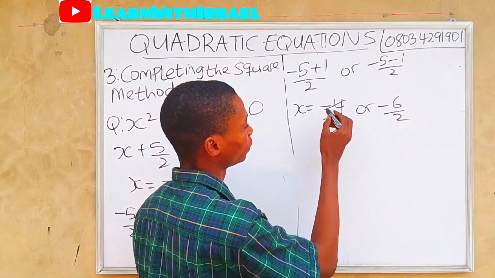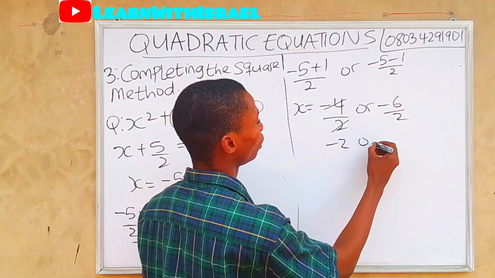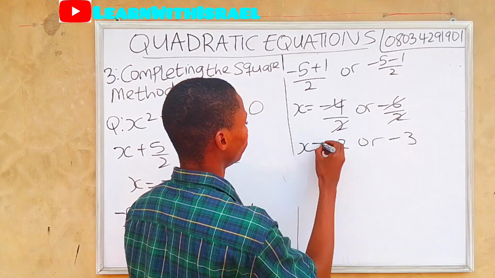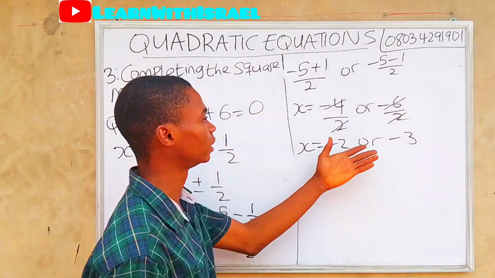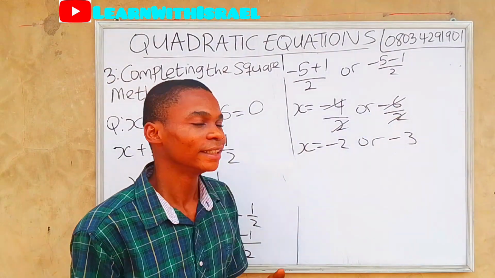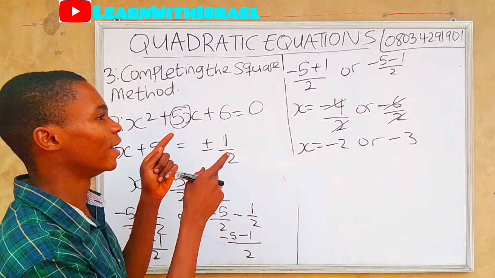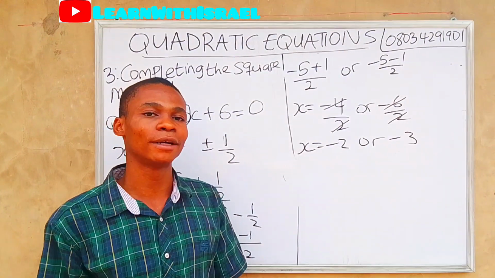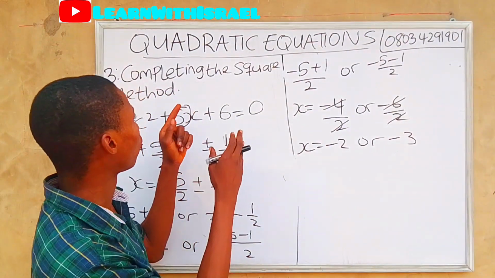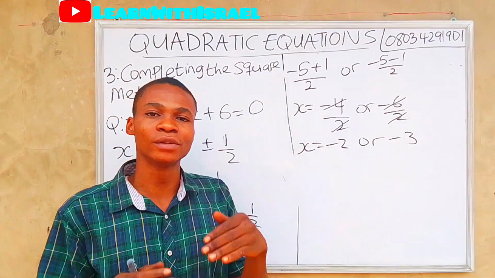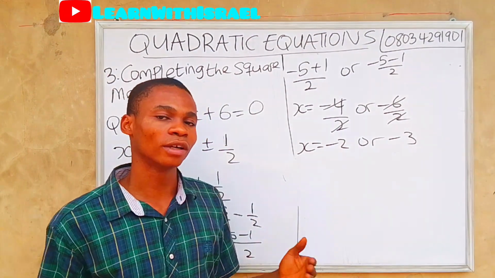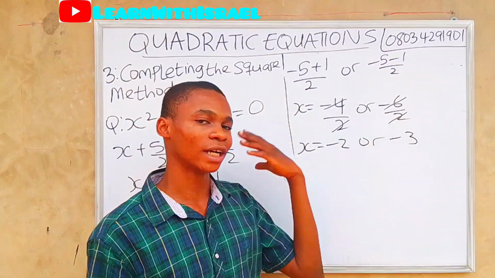So minus 4 divided by 2 will give us minus 2, or minus 6 divided by 2 will give us minus 3. So x equals minus 2 or minus 3. So if you check this particular question, when solving with the factorization method, the formula method, and now the completing the square method, we still got the same answer, which is minus 2 or minus 3. You can check it out.